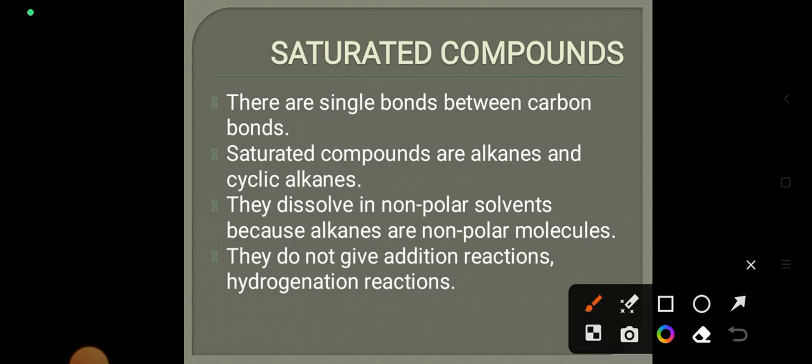So we all should understand that whenever we talk about carbon bonds, the valency of carbon is 4, and all saturated compounds have single bonds. When you take a carbon and another carbon atom, between them there is a single covalent bond, and this is true for all types of saturated compounds. Some of the types of saturated compounds are alkanes and cyclic alkanes.